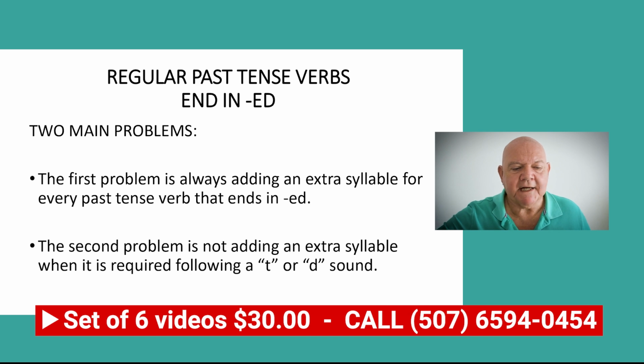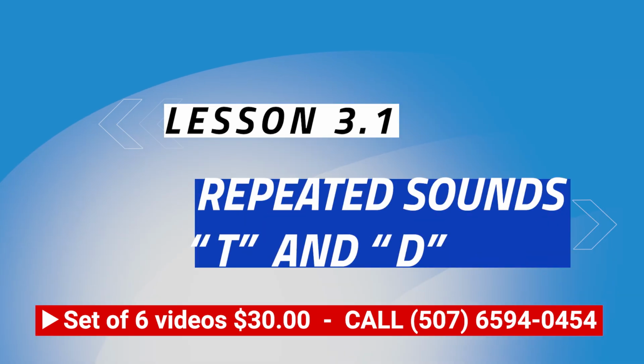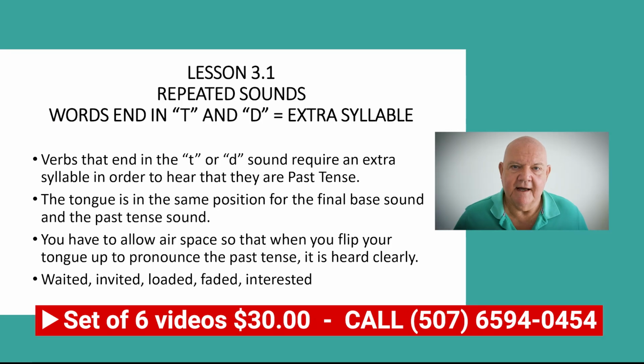The correct pronunciation depends on the position of the mouth, the lips, and the tongue to make sure that the past tense is clearly heard. And the first thing I want to talk about is the repeated sound of T and D. When a word ends in a T or a D sound, you have to put an extra syllable to hear the -ed sound.